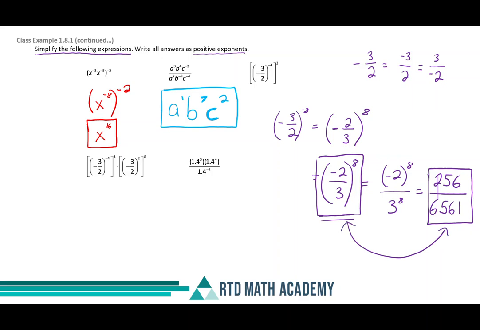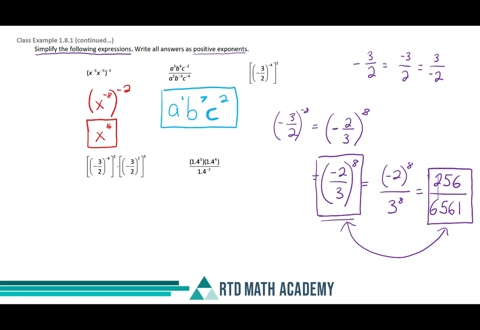Which one do you like better? I tend to like the 256 over 6,561, but that'll depend whether they want to keep it in exponential form or whether they want us to evaluate it. Okay, we got another big one here.